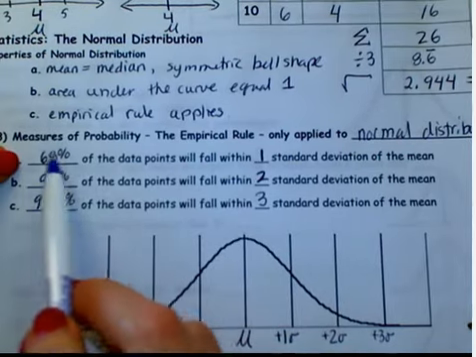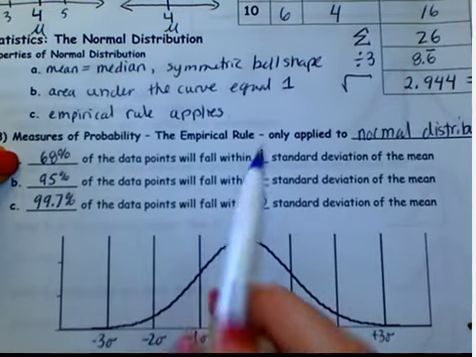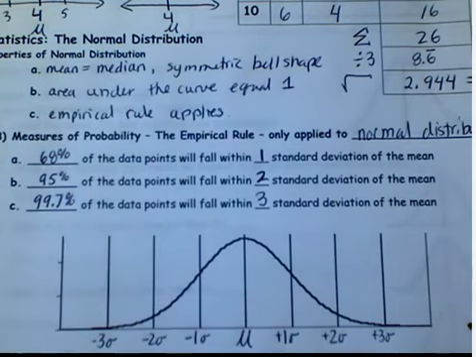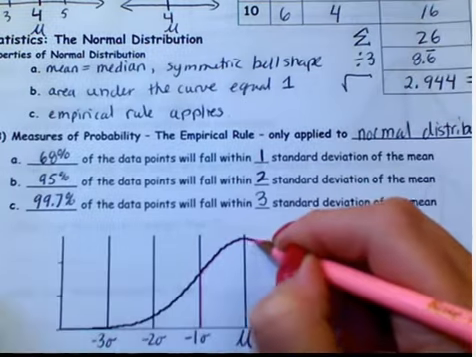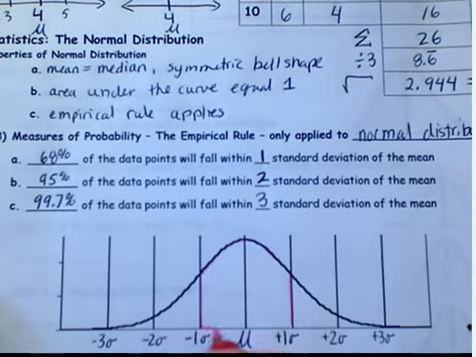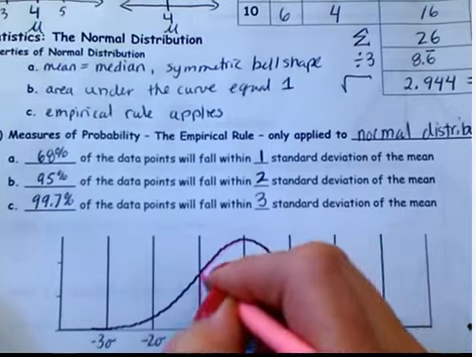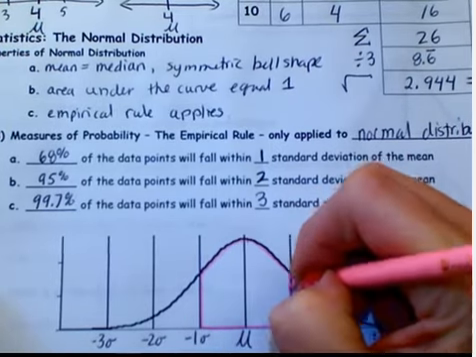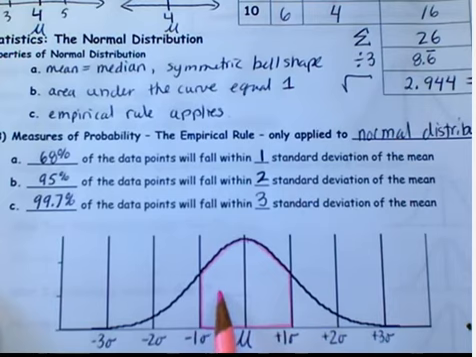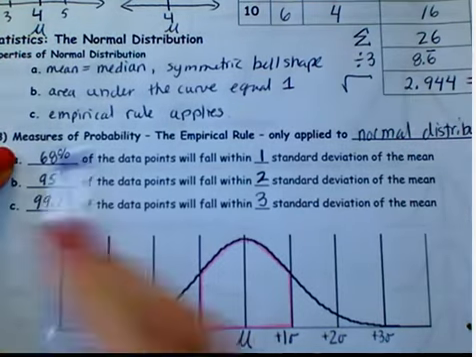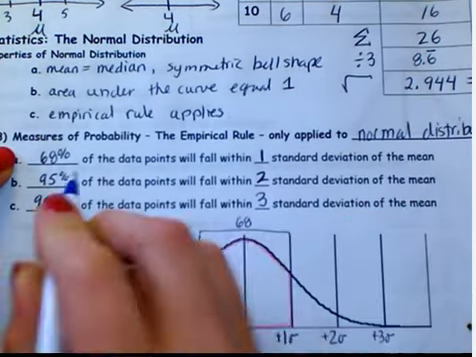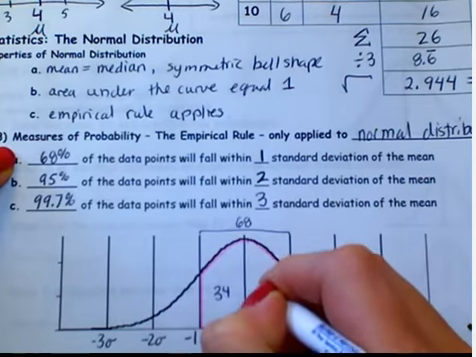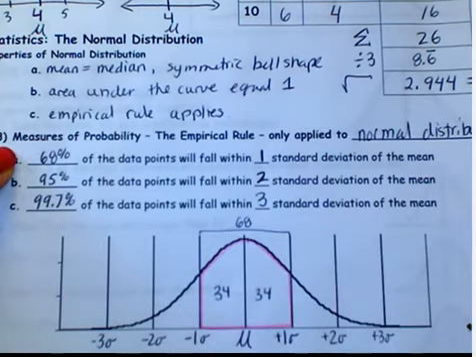Okay, so 68% of the data points will fall within 1 standard deviation. So that's going to be this section right here. Because this curve is symmetric, we can see the left half and the right half are equal. What number goes in each of those sections? So 68 is the whole, 68 goes here. That means each is going to be 34%.